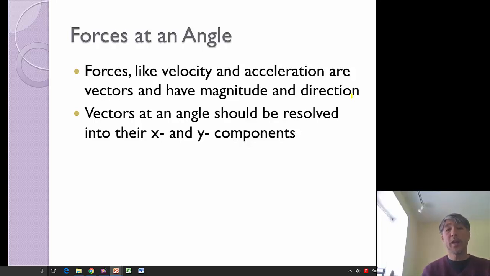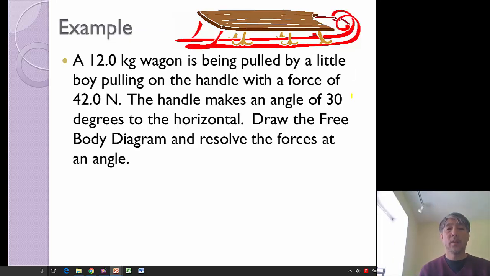In this case, we had a force at an angle. The applied force was at 30 degrees. And just like we did with projectiles and vectors before that, we're going to need to resolve that into its x and y components, because we're going to need to treat the x components and the y components separately, because we can then add up all the x components and add up all the y components to get my acceleration vector.